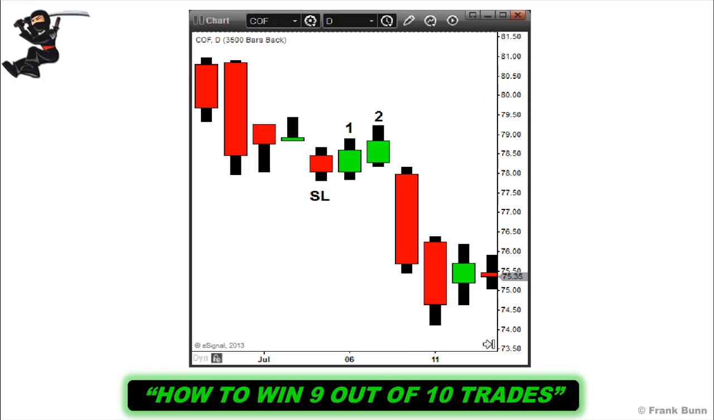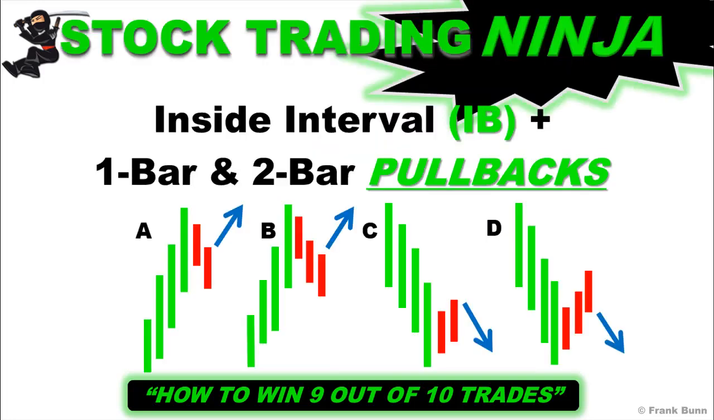Again, remember the specific definition of this pattern. Let's continue and learn about patterns which first evolve an inside interval, then a 1 or 2 bar pullback. This is a variation of the inside bar pattern and the pullbacks we just covered. In example A, we have a swing high followed by an inside bar followed by a 1 bar pullback. And we see the inverse of this in example C.